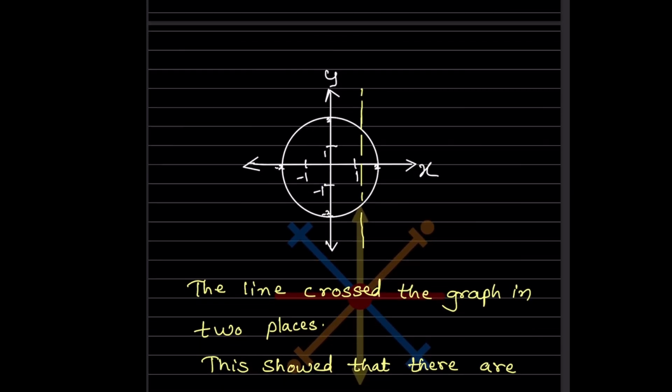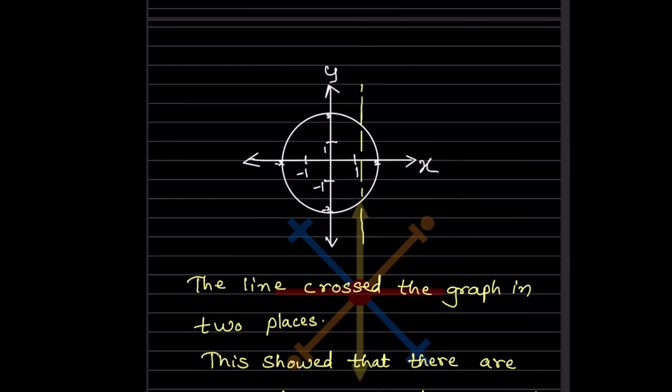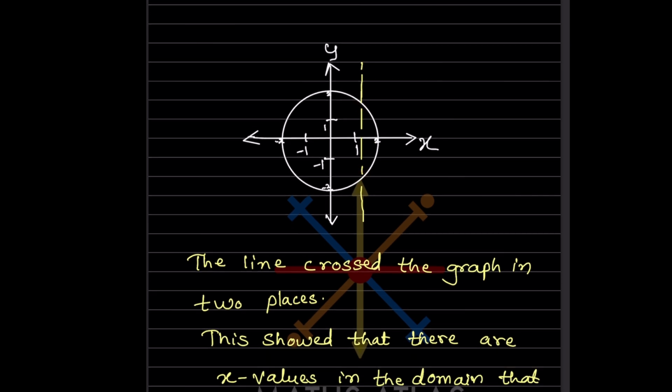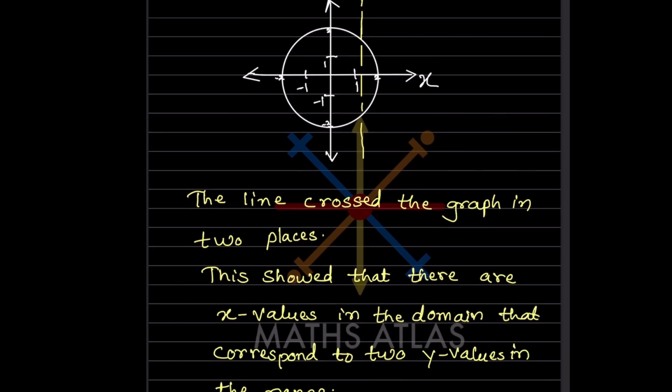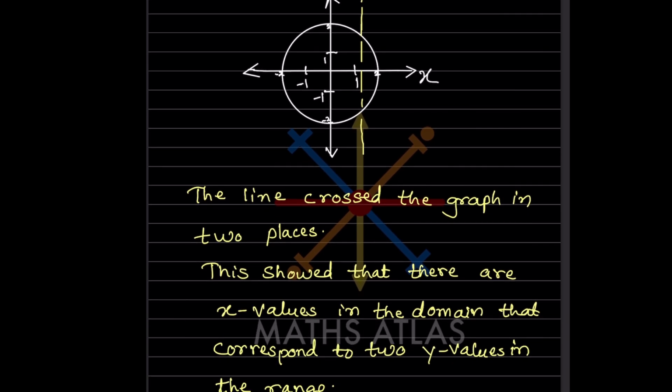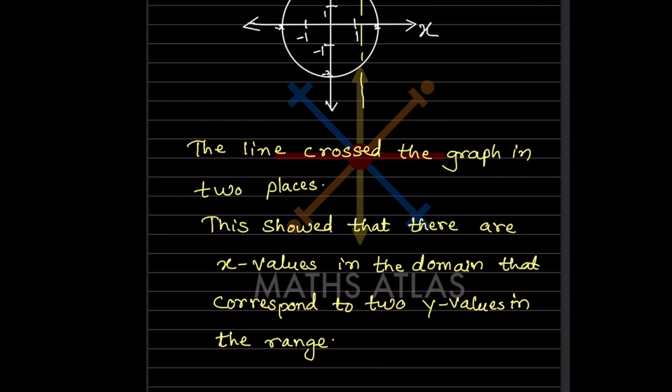Now here we can see this is a vertical line. Where is it intersecting? It is intersecting at this point and this point. So we can say the line crossed the graph in two places. This showed that there are x values in the domain that correspond to two y values. This is one and this is the other, corresponding to two y values in the range.